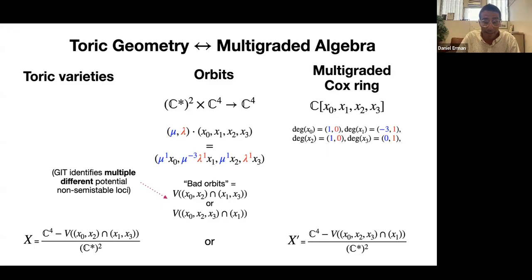And in general, this is the picture. From the orbit structure or the multigraded Cox ring, there are going to be multiple choices for what the bad orbits are. There's a way to parameterize them and understand them, but there's not always a best choice. You're kind of stuck with the fact that the same Cox ring can induce a number of different quotients.